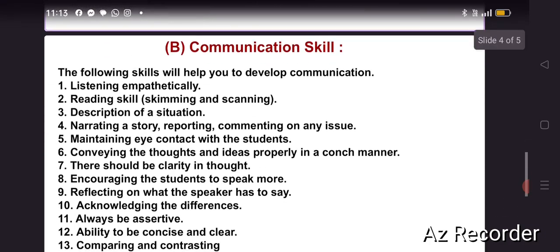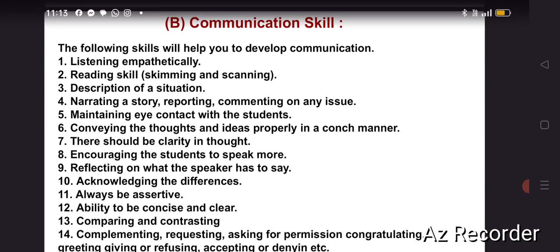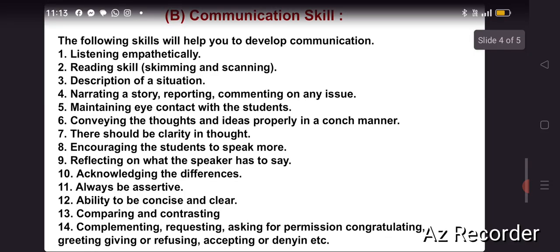Next, communication skill. Now we have to see how we will develop the communication skill of the student by using different skills. म्हणजे वेगवेगळ्या स्किल्सचा वापर करून आपण कम्युनिकेशन स्किल कसं डेव्हलप करू शकतो?